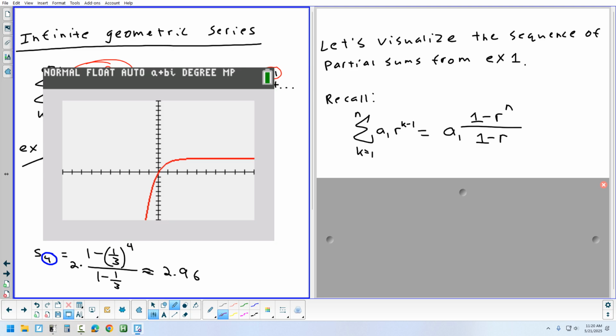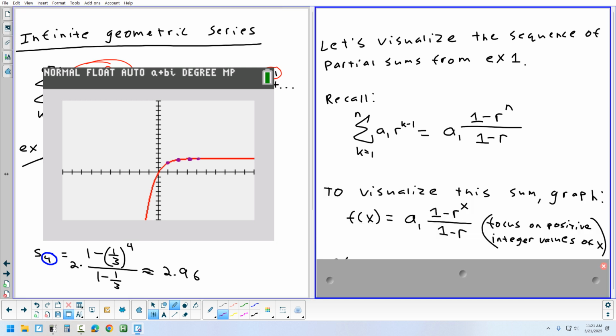If you add up the first term, you get 2. The first 2 terms, the first 3 terms, 4 terms, and so on. Right? So it should just be those purple dots. There's no way you can add up 2.5 terms. You add 2 or you add 3. There's nothing in between. And now, again, focusing on positive integer values, not negatives, not decimals.